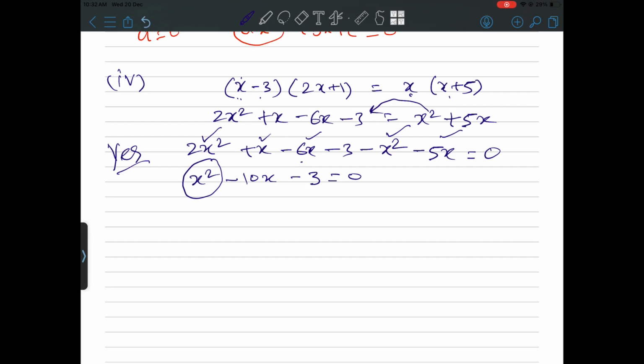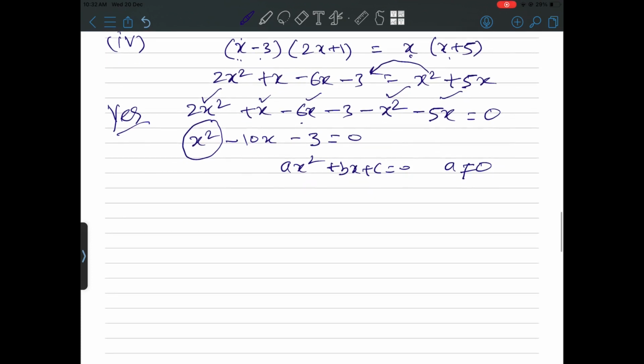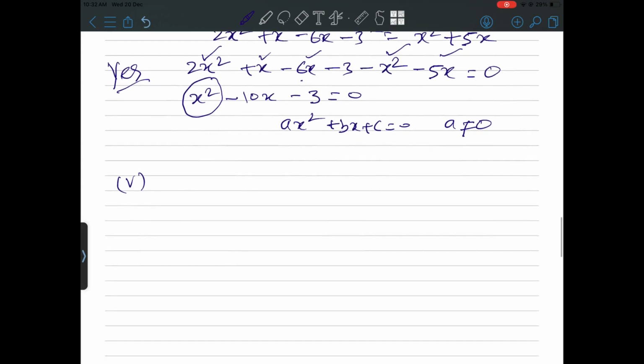So this is a very easy way, right? First, you have to solve the equation to the simplest form, and try to bring it into ax square plus bx plus c equal to 0. Then you should always see that a is not equal to 0 and the power of x should be 2. Okay, so then we can say the equation is quadratic. So now let's test the next part.